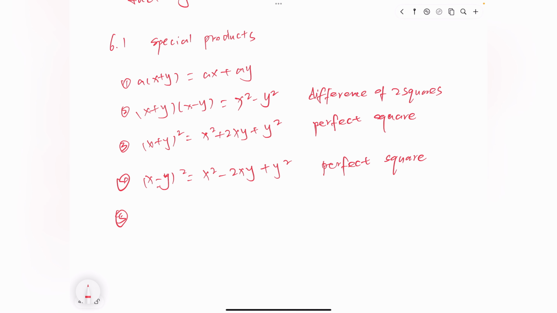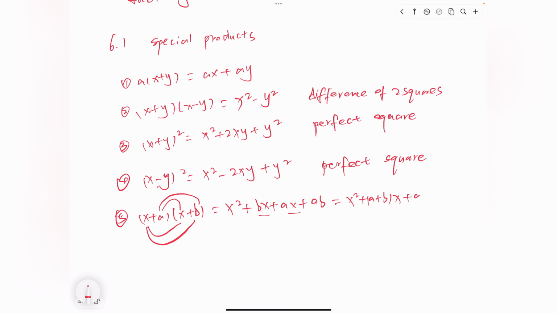Number 5, we have (x + a)(x + b). So we just use x times x, x times b, a times x, a times b. So we have x squared plus bx plus ax plus ab equals, we collect like terms, x squared plus (a + b)x plus ab.